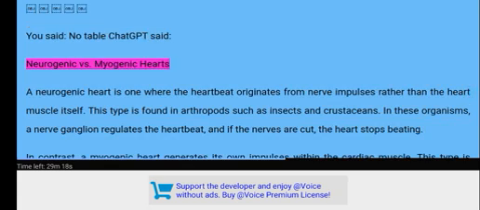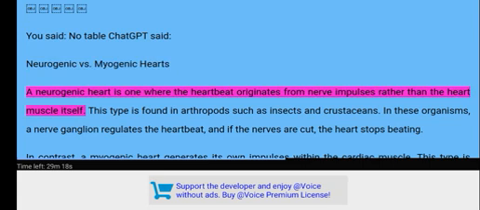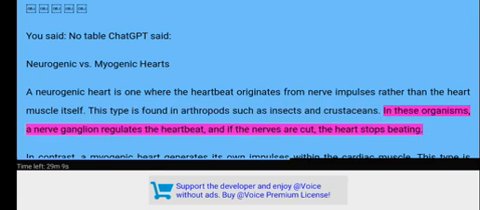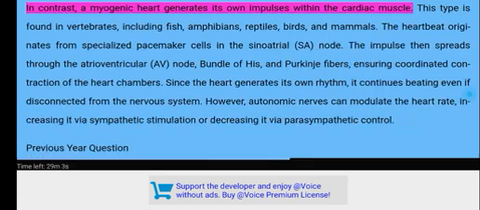Neurogenic versus myogenic hearts. A neurogenic heart is one where the heartbeat originates from nerve impulses rather than the heart muscle itself. This type is found in arthropods such as insects and crustaceans. In these organisms, a nerve ganglion regulates the heartbeat, and if the nerves are cut, the heart stops beating. In contrast, a myogenic heart generates its own impulses within the cardiac muscle.